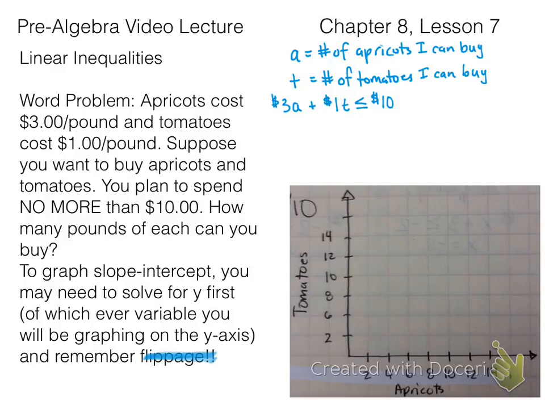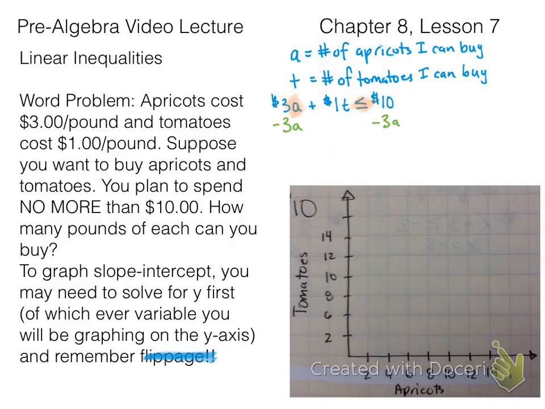Now we're ready to graph, kind of. Once you figure out what's going to be your x and y axis, in this case I made apricots my x-axis and tomatoes my y-axis, that basically means that apricots is now x and tomatoes is now y. Which means if I need to get y by itself to get it into slope-intercept form, I'm really getting T by itself in slope-intercept form, okay?